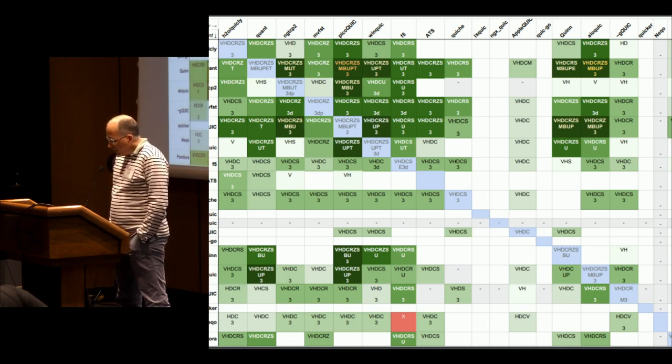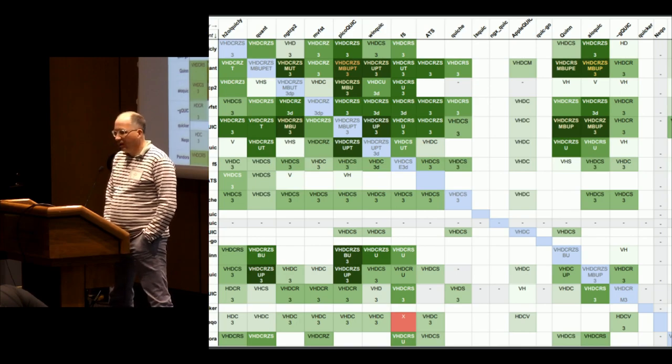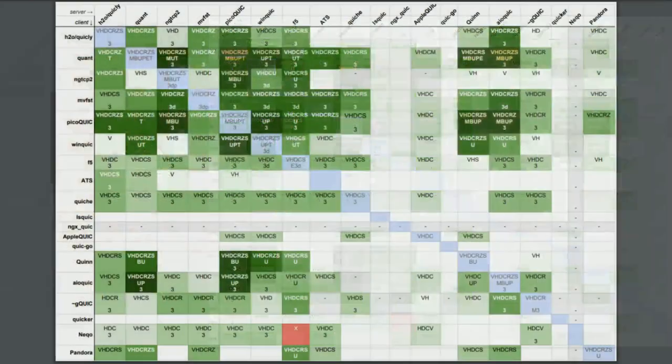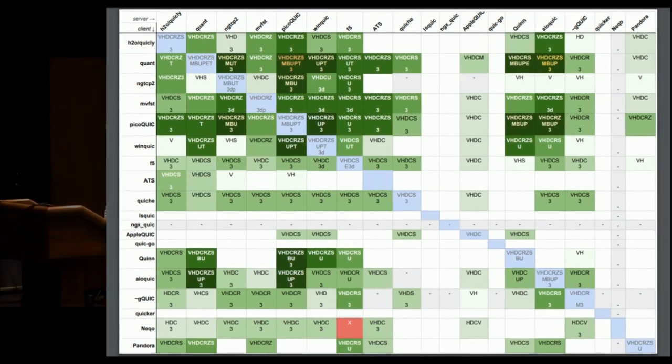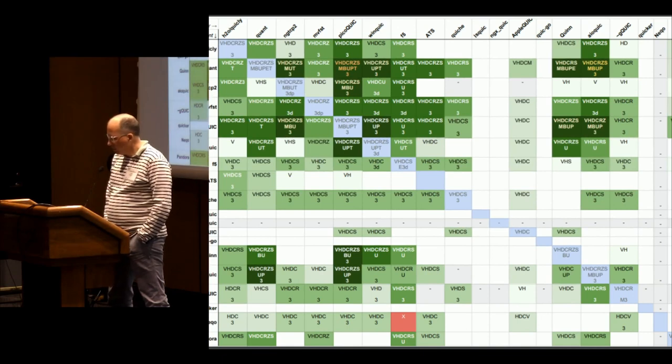You see a bunch of white compared to what I showed in previous hackathons. That's because the -22 drafts only dropped maybe 10 days ago. So a bunch of implementations basically didn't have time to update yet. So this should change. But this is the most implementations we've ever had. We keep adding new ones, so it's looking pretty good.